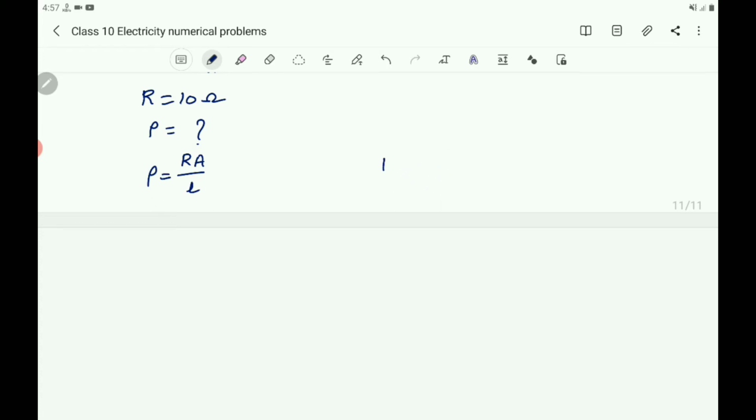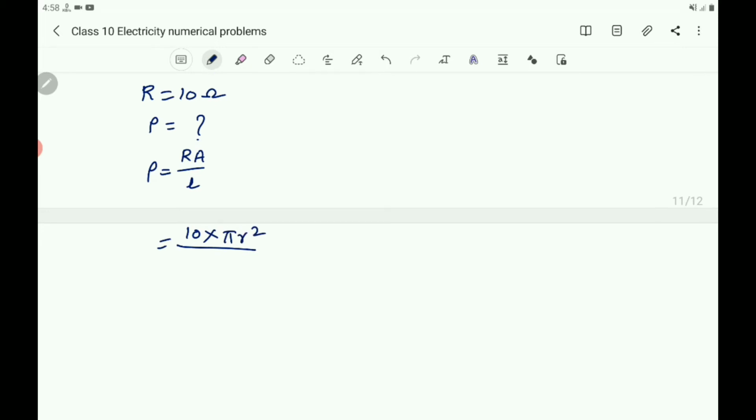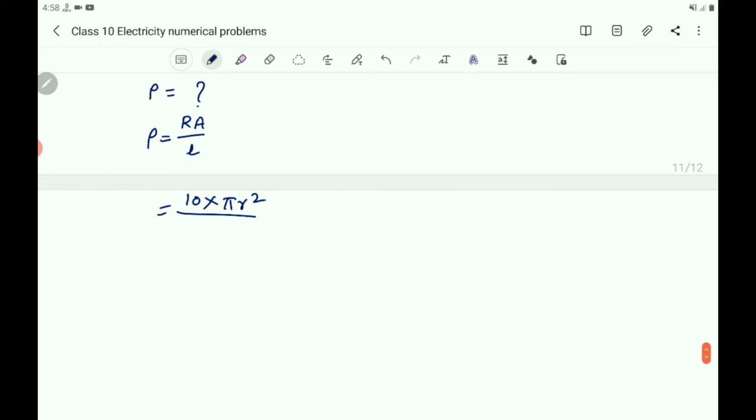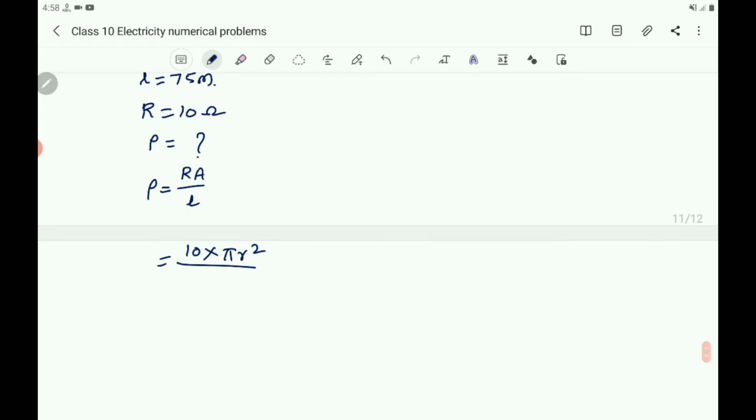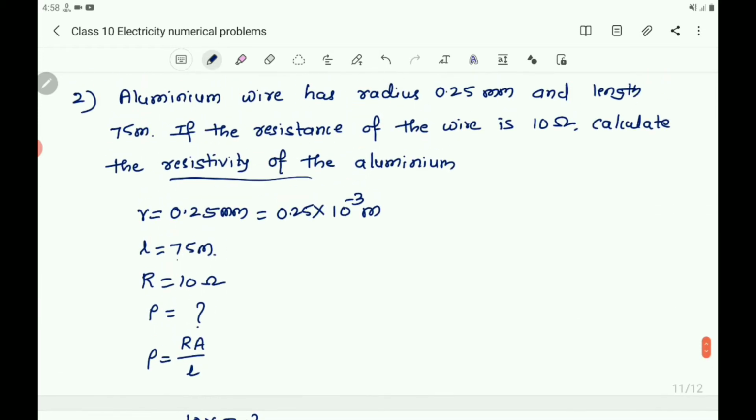Then you substitute the values. R is the resistance. What is R? R is 10, and this A is pi r square, and L is how much? That is, L is 75 m.